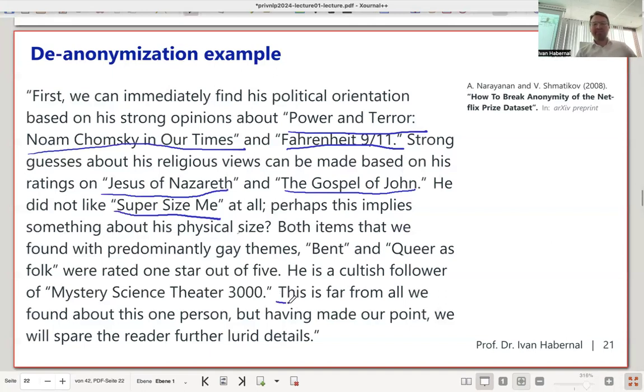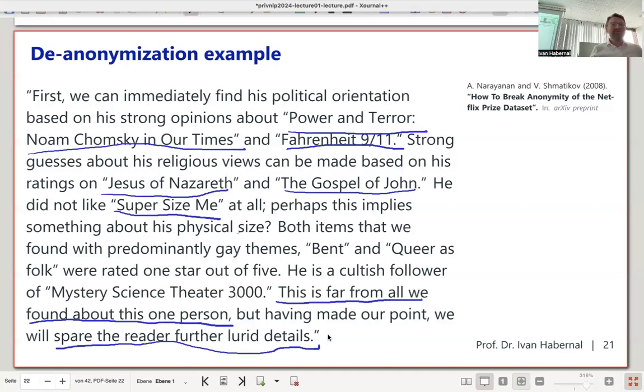And this is fun. This is far from all we found about this one person. But having made our point, we will spare the reader further lurid details. Yeah, we can laugh about it. It's fun, but it's a real thing. Somebody, like the company, so you're subscribing to a company and they're saying, yeah, we keep your data secret and private, whatever. And then they release the data set and say, yeah, it's public, it's anonymized.